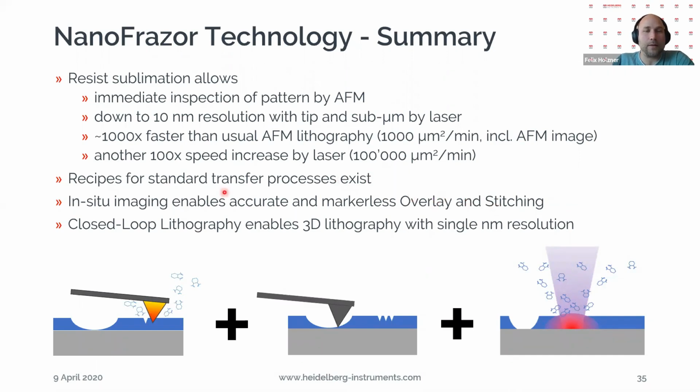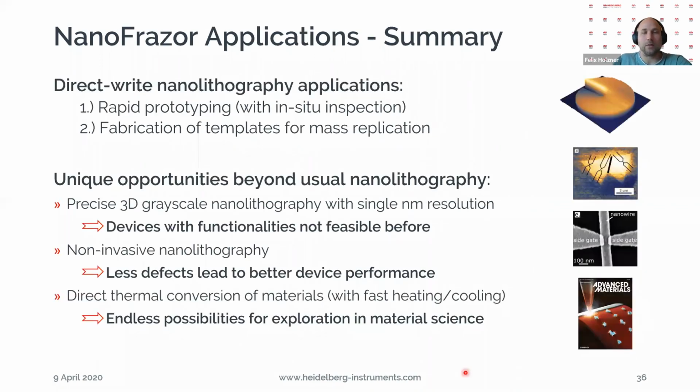Also to mention again, this in situ imaging capability allows this markerless overlay and stitching I mentioned before, and very unique, this 3D lithography, which is very interesting for a few optical or nanofluidic biological applications with this 1 nanometer accuracy. So we see the applications of a NanoFrazor mainly in rapid prototyping, so fast fabrication of small area nano devices, and for the fabrication of templates like for nanoimprint or injection molding.